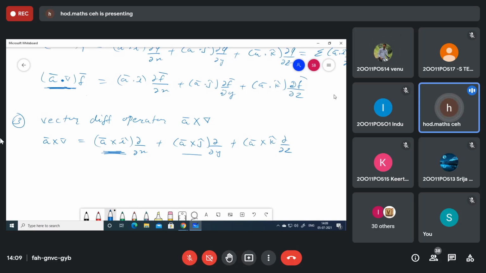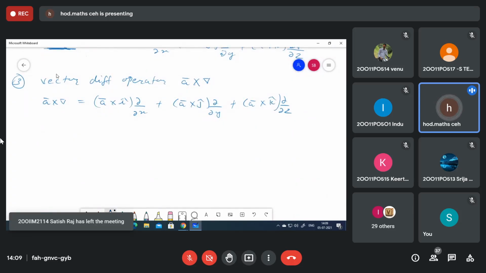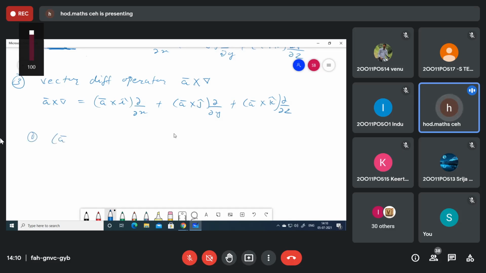Similarly, for this also I'll get two, i and k. For this also I'll get i and j, depending upon the order. So again a vector operator only I am going to get. That's why it is a vector differential operator: differential because the derivatives are involved, and vector because on solving this again I am going to get a vector form. Now this I can apply on just a scalar function. That means a cross del I can apply directly on phi.